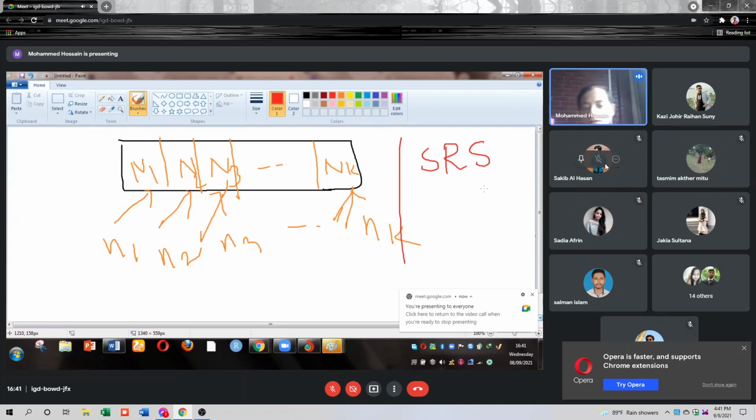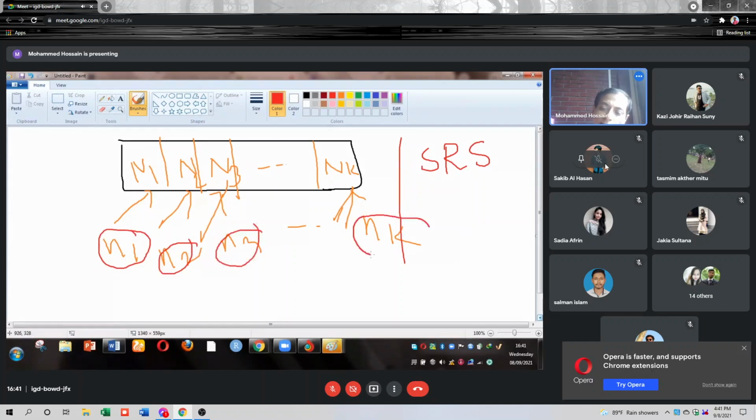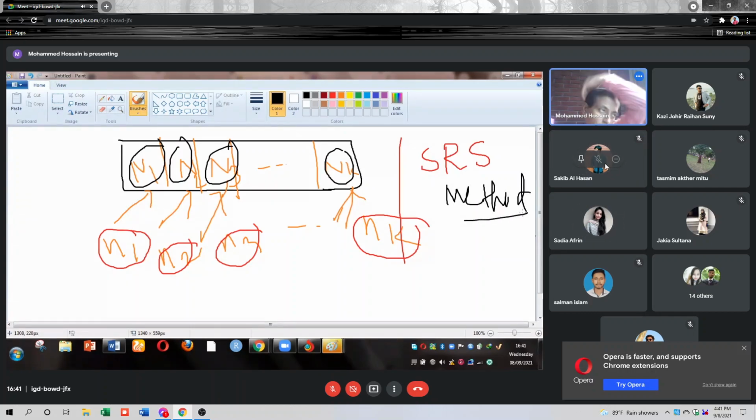So you should draw a sample, pick N1, then pick N2, pick N3, up to Nk from different subgroups, from this group, from that group, by using simple random sampling, so that the sample size is proportional to the population size of each subgroup.